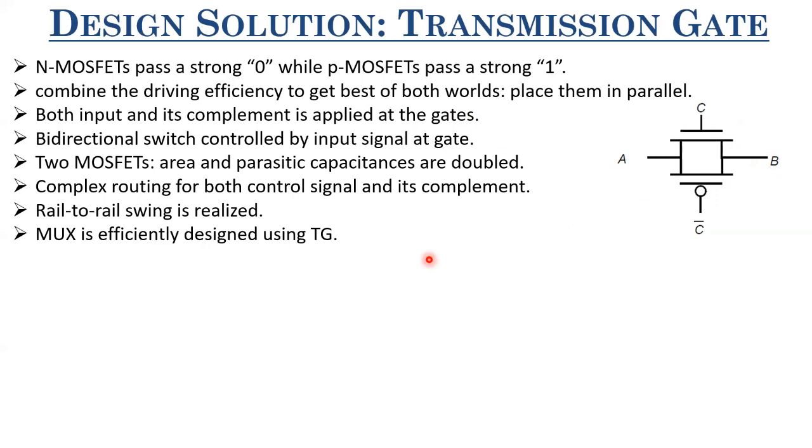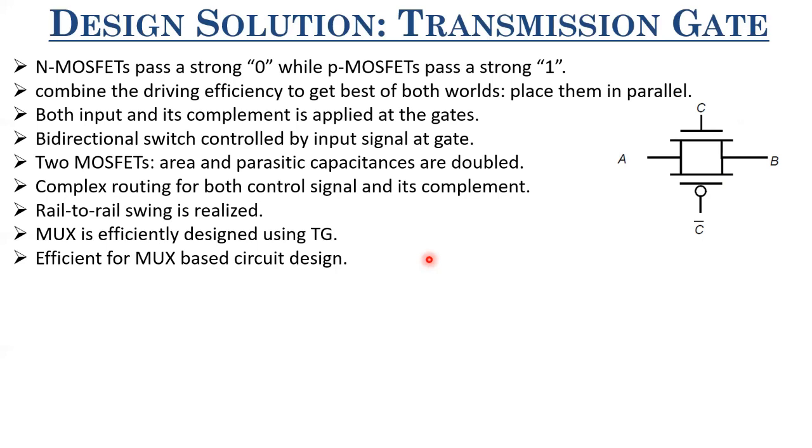So this transmission gate is best for designs which are mux-based. So this multiplexer, which can be used to select one of the two inputs, can also be used to realize any of the logic gates. So the mux is actually very efficiently realized using transmission gate as compared to static CMOS logic. So whenever you have to do a mux-based circuit design, you always go for transmission gate.